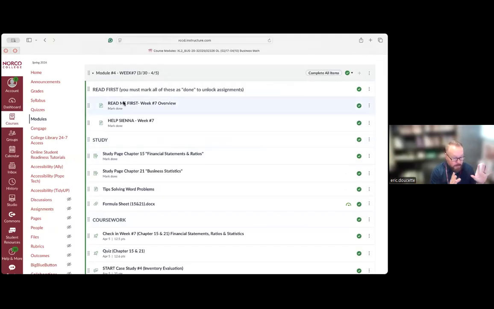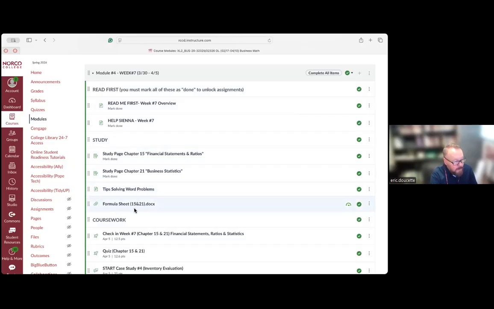So yes, you have a README first for this week, looking at how these topics fit into business as a whole. So you'll see how financial statements and ratios as well as business statistics are necessary exercises in business today in order to keep track of your money. Obviously, if you run out of money, you're in big trouble. So you need to make sure you're managing your money well. You also have a help Sienna where you're going to be set up with where she might need some help in these areas. You have a study page for both chapters. Make sure you review those. And remember, you need to mark all of these as done before you'll be able to access the coursework.